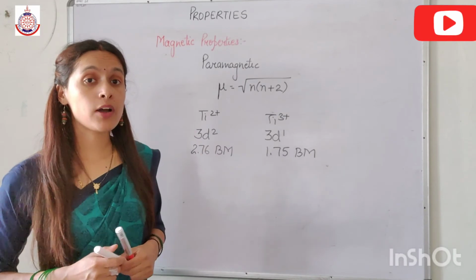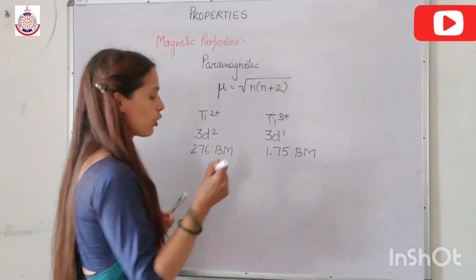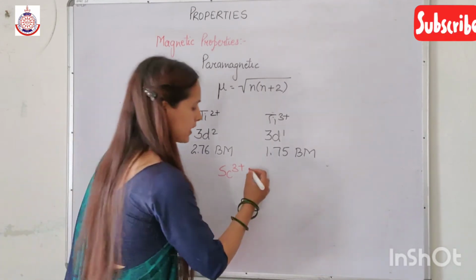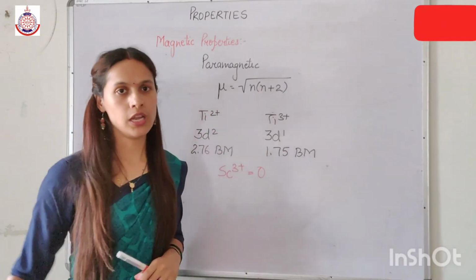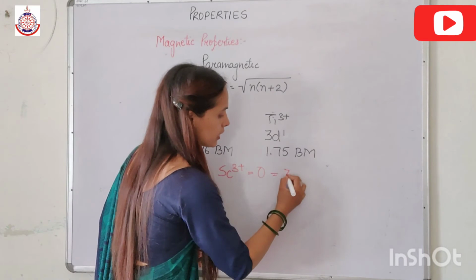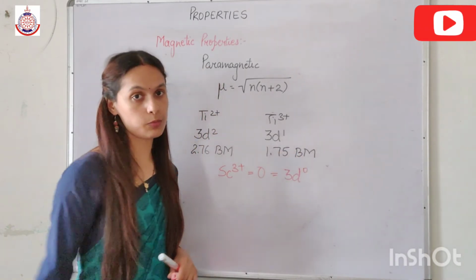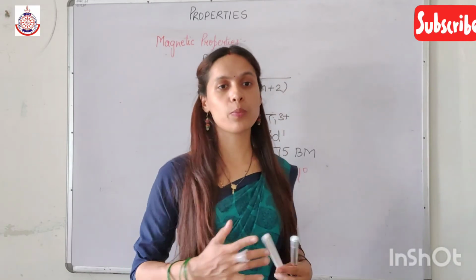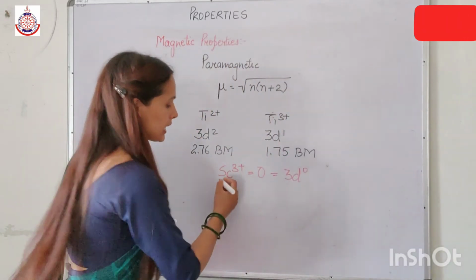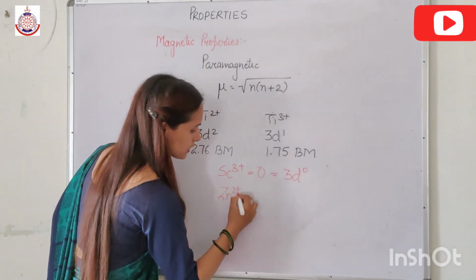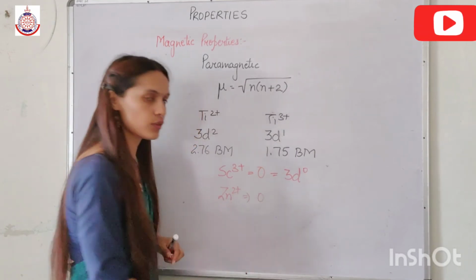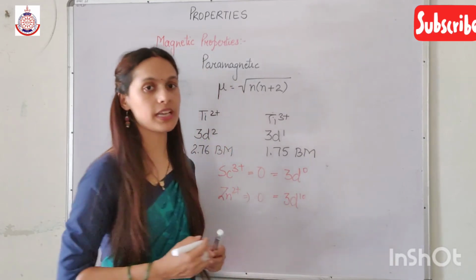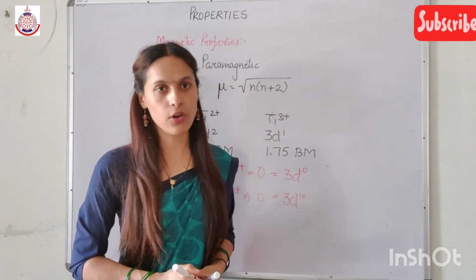But if I talk about the magnetic moment of Sc3 positive, then the magnetic moment of Sc3 positive is 0, because in Sc3 positive the configuration is 3d0. It means we don't have any unpaired electron. That's why its magnetic moment is 0. Similarly, Zn2 positive is also 0, because here we have electrons in the d orbital but we have fully filled electrons.